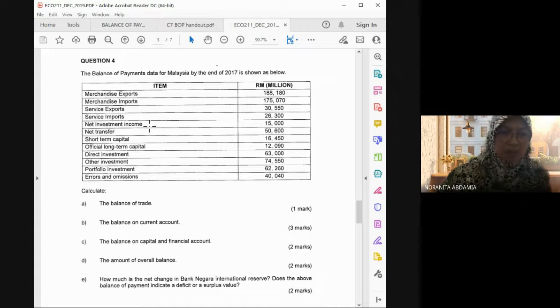Then, and then net investment income. This one agak-agak kat mana? Which is actually the sub account? Net investment income. Which sub account?